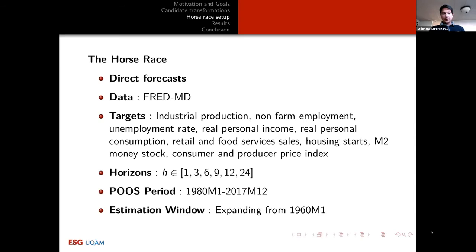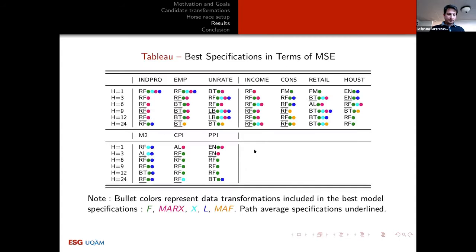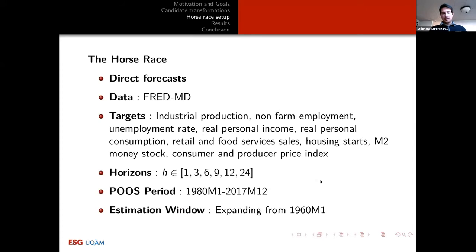The reference data we use is FRED-MD. We've got different targets, 10 variables. We're trying to span real income activity, the more consumption side too, and some more monetary nominal variables in there. We're looking at different horizons, spanning all the way from 1 month to 24 months. We use a very long pseudo-out-of-sample period, going from January 1980 to December 2017. And we estimate everything using an expanding window.